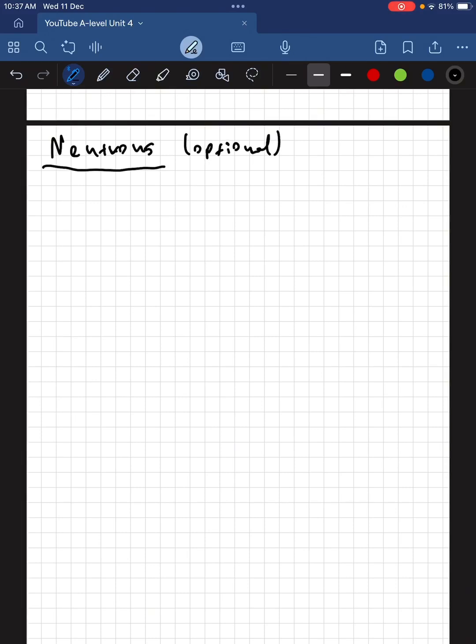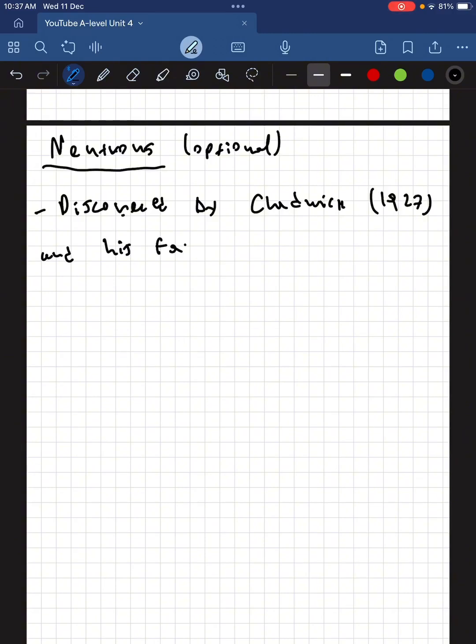So how were neutrons discovered? First of all, they were discovered by Chadwick, I think in 1927, and his famous experiment. So let's digress a little bit and talk about nuclear reactions. What is a nuclear reaction?